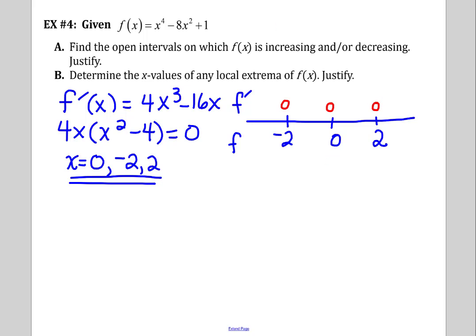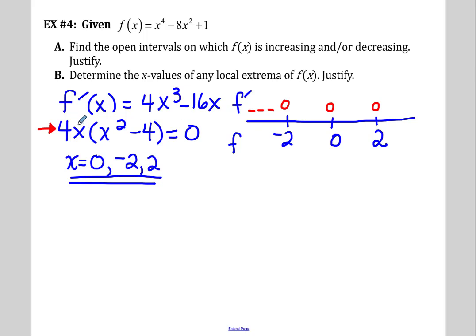And then I'm just going to test some numbers. So I like to look at this part. It's easiest to substitute into that factored form. So if we substituted a -3 here and a -3 here and did all of that arithmetic, we would end up with a negative number.